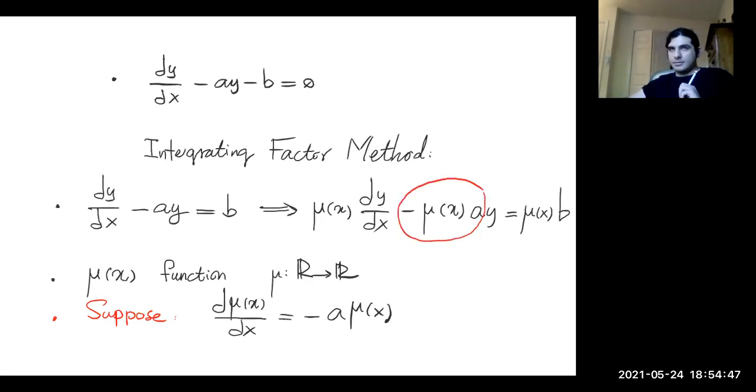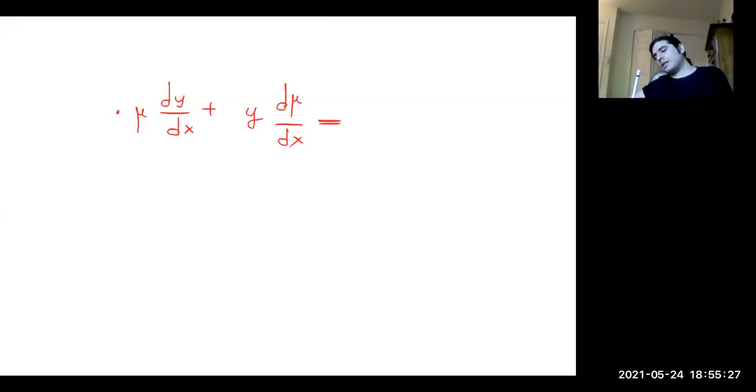rather than minus mu x times a, I can plug in d mu dx, right? If there is such a function mu, instead of minus a mu x, I can write d mu dx. Well, then the equation becomes mu dy dx plus y d mu dx is equal to, and on the right hand side we had mu x b.